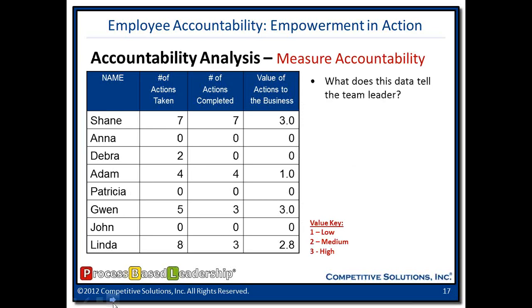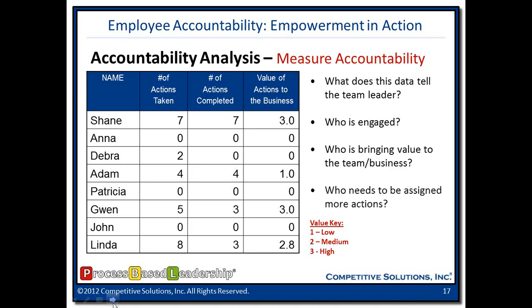So I'm looking out at my team, and you can come up with some of your own observations. Let me share with you some of the observations that I have when I look at this. One is that Shane and Gwen and Linda are my go-to people. Whenever I need something done, I'm going to them, asking them to do that. So I need to step back and ease off of them and not give them so many actions.